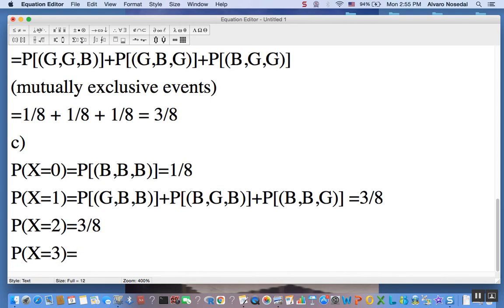Last one, probability of x being equal to 3 would be the same as probability of girl, girl, girl, and that's only one out of those 8 sequences. Make sense? Okay.